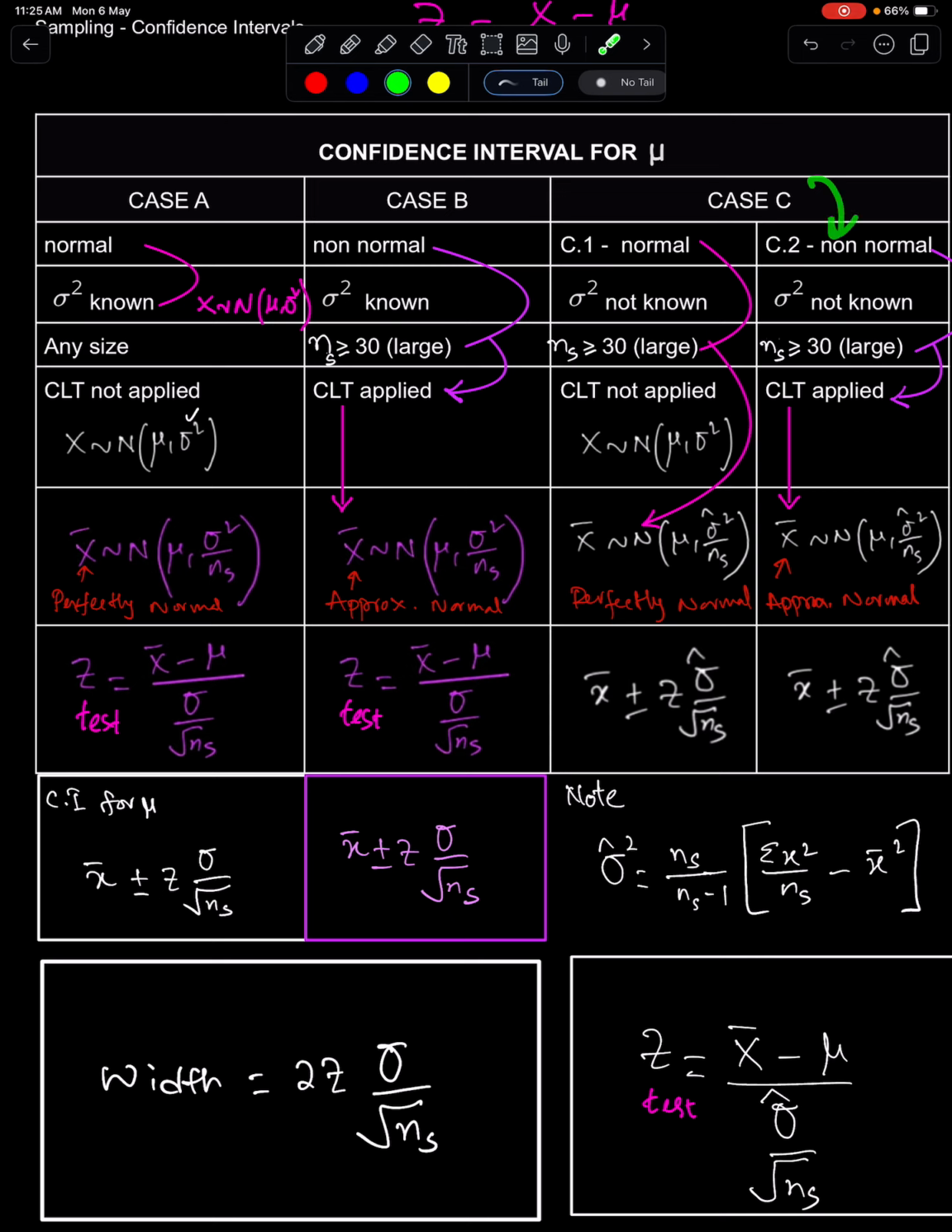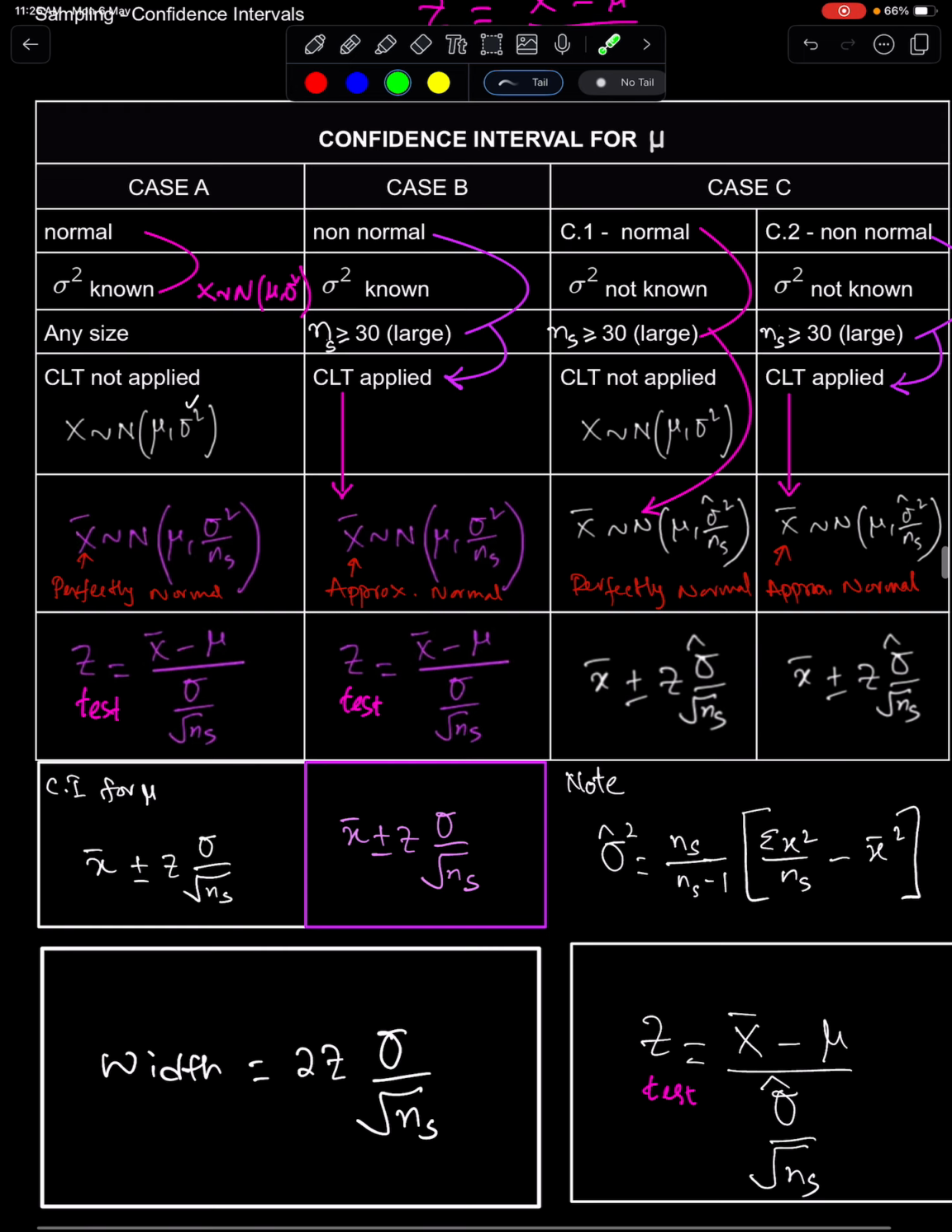The last case: population is non-normal, sigma square unknown, and sample size is large. Remember, whenever population is non-normal and n is large, always apply CLT. So these two cases are the application of CLT, non-normal, non-normal. And when population is normal, never apply CLT. So x bar is approximately normal according to CLT, and we write sigma cap square here. And the formula of confidence interval for mu is x bar plus minus Z times the square root of this quantity.